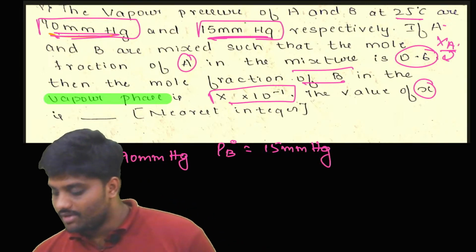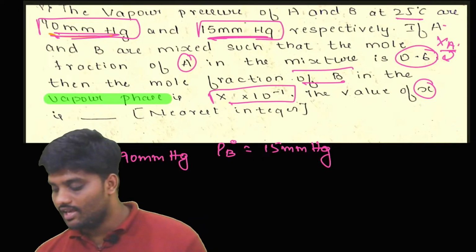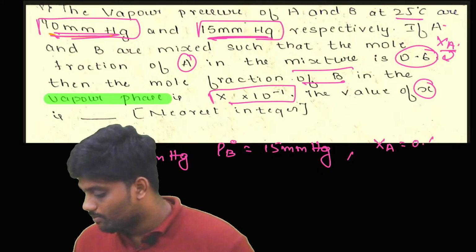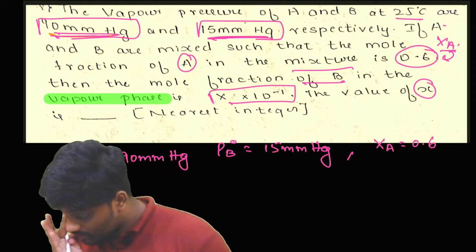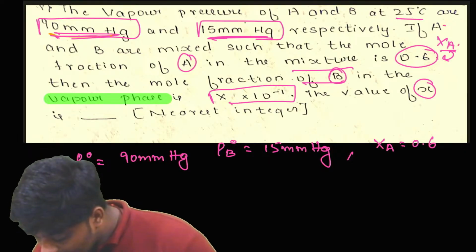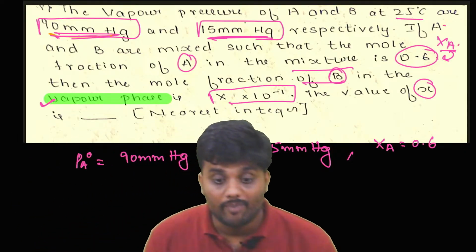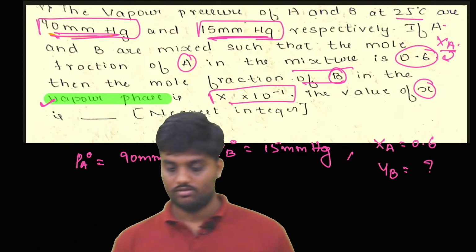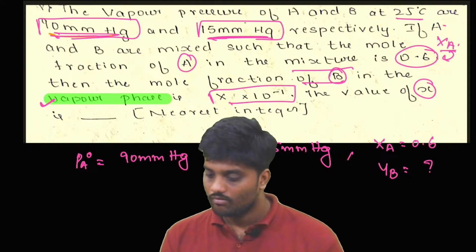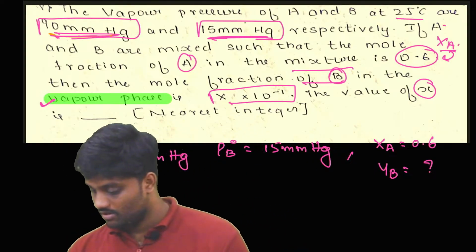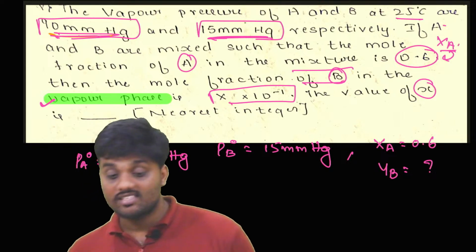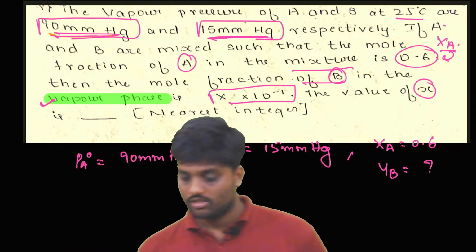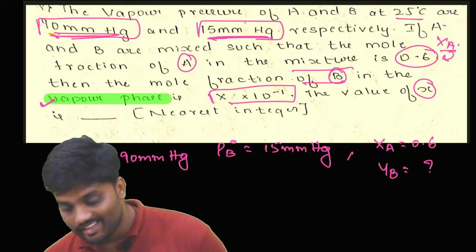If A and B are mixed such that the mole fraction of A in the mixture is 0.6, they say. Mole fraction of A they have given as 0.6. Then they are asking the mole fraction of B in the vapor phase. That means I need to calculate YB. How much is YB? That is given in the format of X into 10 to the power minus 1. The value of X is nearly equal to how much?